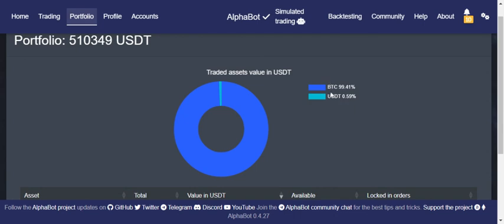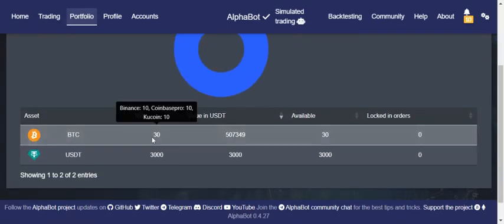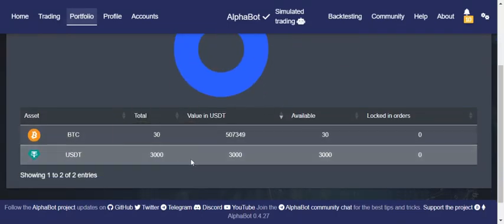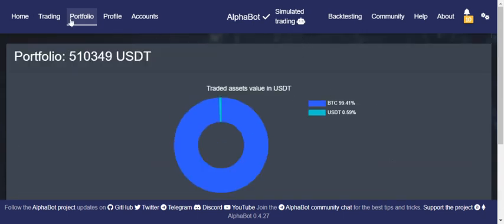It says that you have Bitcoin 99.41% and USDT this. The total amount of Bitcoin is 30 and this is 3000, and the value of Bitcoin in USDT and USDT in USDT, and available are these, locked orders are these. Okay, so we can change our portfolio.